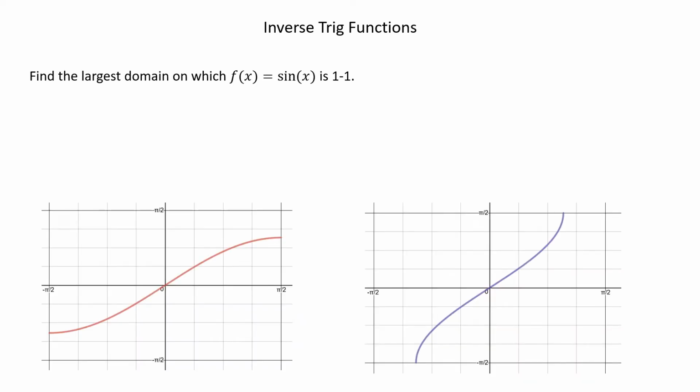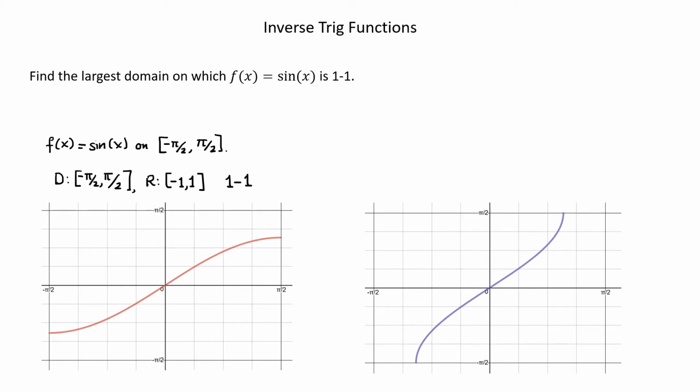Pictured first is the traditional restriction of f of x equals sine x to negative pi over 2 to pi over 2. Notice that this restricted version is one-to-one, so it has an inverse. The domain is negative pi over 2 to pi over 2, and the range is negative 1 to 1.